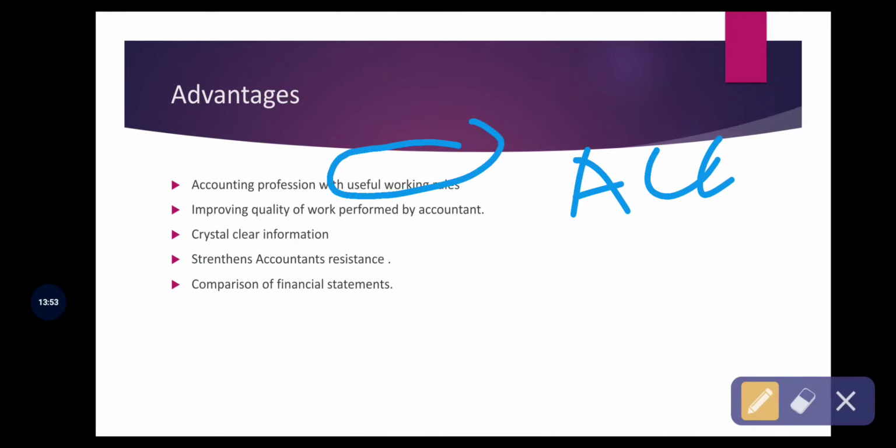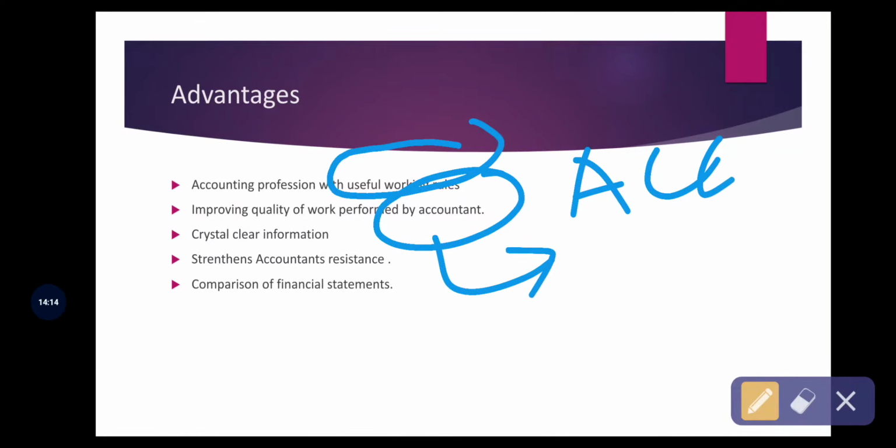Next, it improves the quality of work performed by the accountant. If the accountant is not clear with the accounting standards, if he is not clear with the principles, he may not perform his work well, and he may not produce qualitative work.